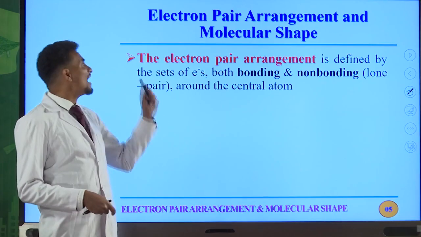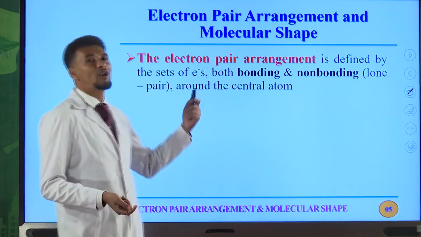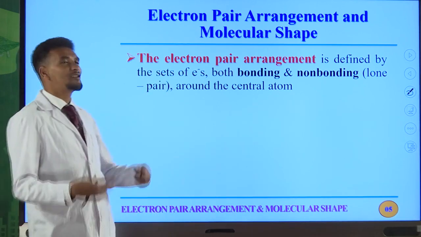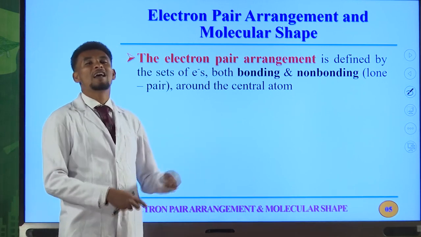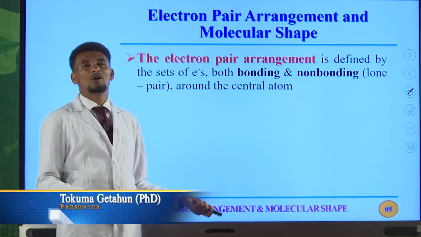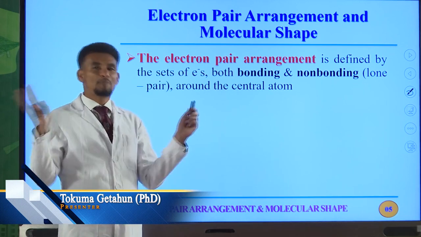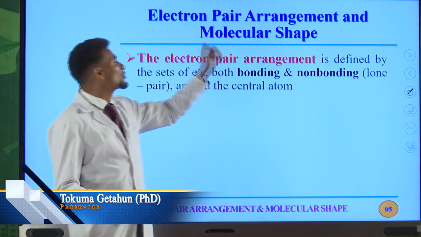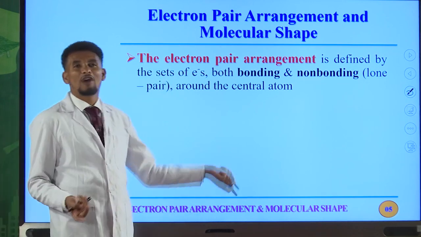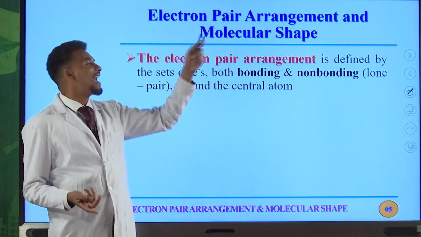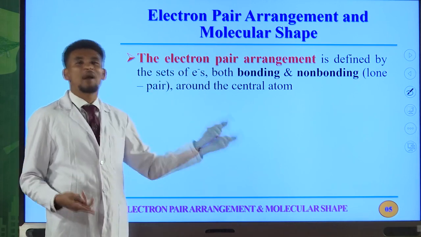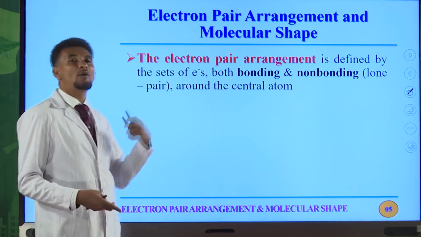Okay, another one, electron pair arrangement and the molecular shape. What is molecular shape? I told you about this. It is the spatial arrangement of atoms in a molecule, in 3D, in space. The electron pair arrangement is defined by the sets of electrons, both bonding and non-bonding, or lone pair or unshared pair of electrons around the central atom.